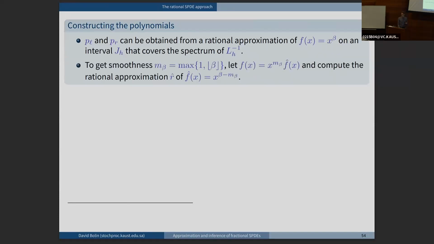If you want to maintain some kind of smoothness properties, we actually don't do that. But what we instead do is that we get basically out the smoothness parameter n_beta, which essentially is the floor of beta. We decompose this function x to the power of beta in this way, and you do the rational approximation of essentially the remainder, so x to the power of beta minus n_beta.